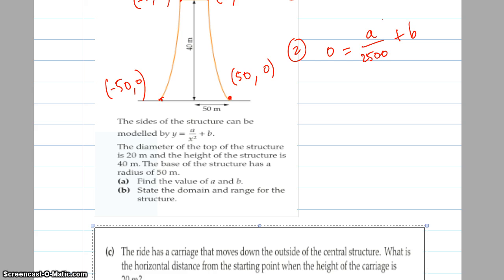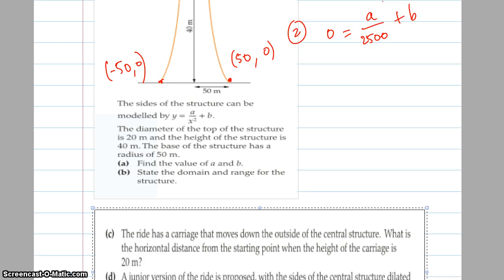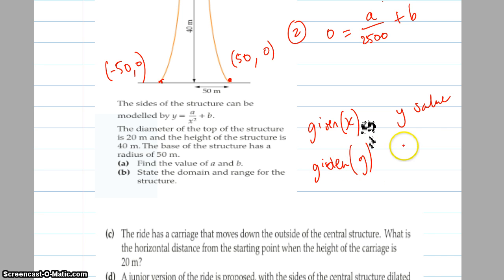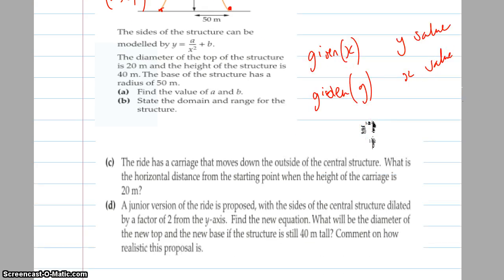To answer C and D, I'll say generally speaking that for any kind of question, particularly in chapter 1 anyway, they're either going to give you the x value and want you to find the y value, or the other way around, given the y value, they want you to find the x value. That's predominantly what they're going to do in chapter 1. So let's have a look at this question here.